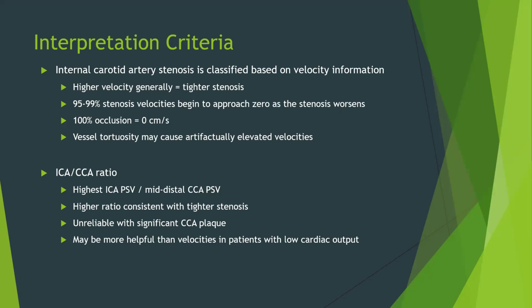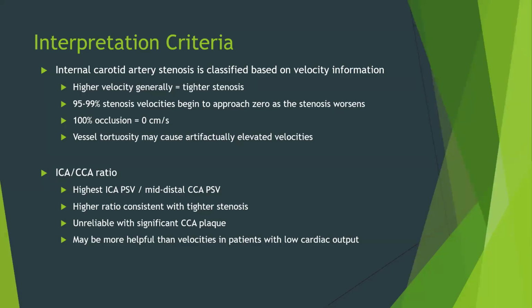We also have our ICA-CCA ratios. These are important, and we'll get to that when we get to the case studies. There's a specific case that I want to talk about with the ICA and the CCA ratio. But we're going to take the highest ICA peak systolic velocity and either our mid or distal CCA peak systolic velocity to get that ICA-CCA ratio. I highly suggest taking the mid CCA peak systolic velocity for the ratio. I think that gives us a better understanding of what actually is going on in the CCA.